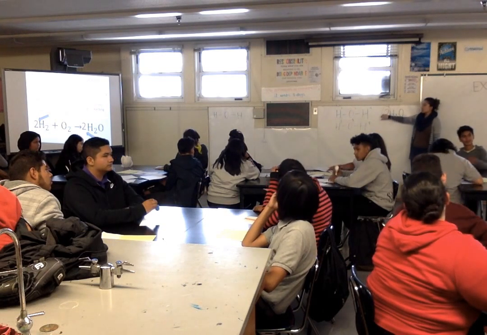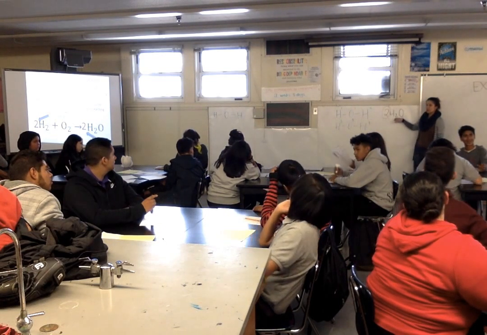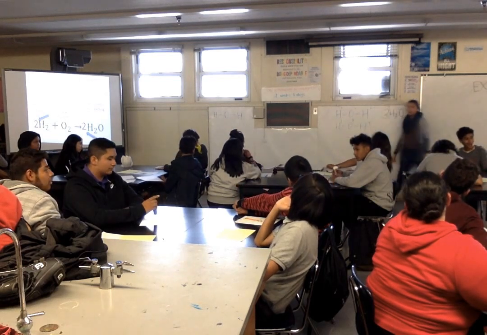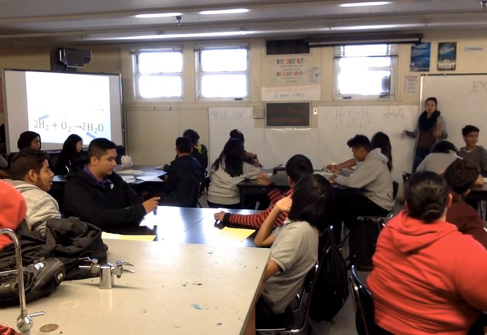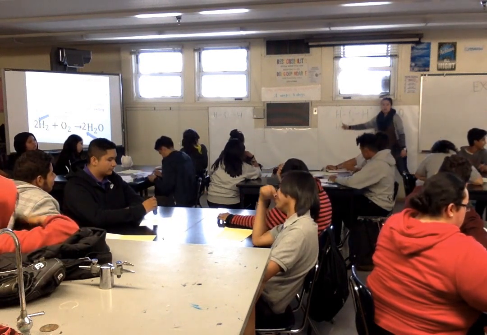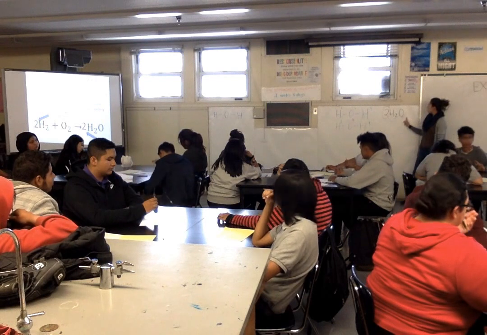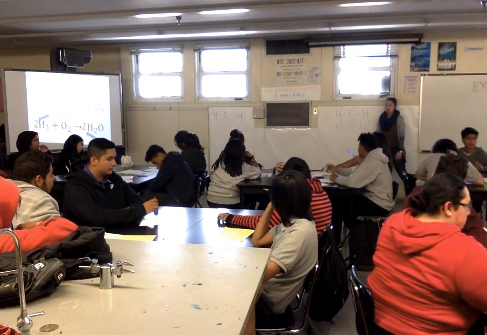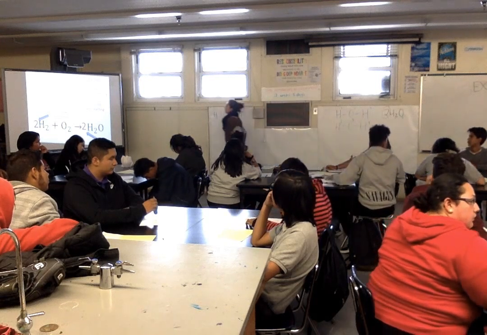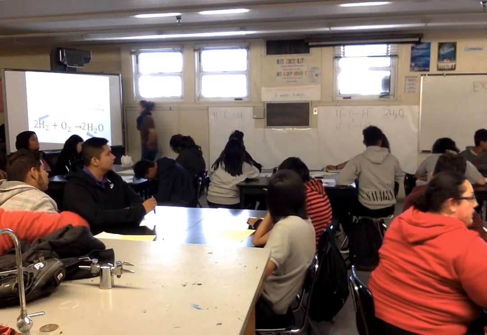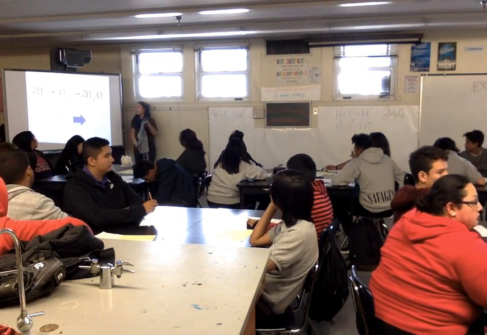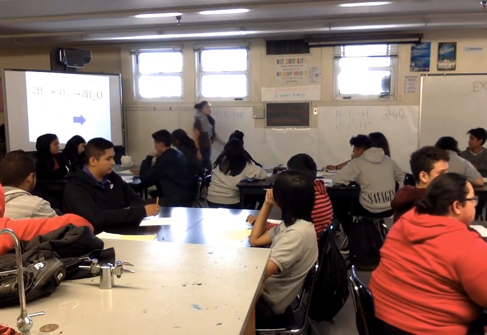You're going to take the coefficient, multiply it by the subscript, and that's the number of atoms for that product. So 2 times 2 is 4. That means we have 4 hydrogen atoms. 2 times 1 is 2. That means we have 2 oxygens. I have another slide for you visual learners, so don't you worry. I haven't forgotten. This is for those of you who learn best writing things down.